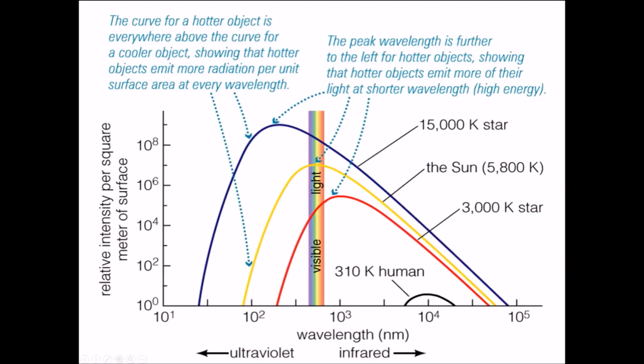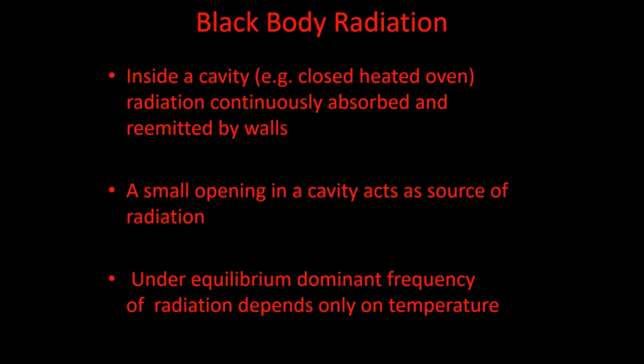And there's that graph in a little more detail. Here's the 310 Kelvin human, not nearly as hot as a star, so its graph is not as high nor as broad. So objects which are not as hot tend to be towards the infrared. Objects that are very hot tend to be towards the ultraviolet. And weirdly, this is called black body radiation. And I realize that sounds a little strange because if something's radiating, how can it be dark? And this is one of those circular kind of arguments.